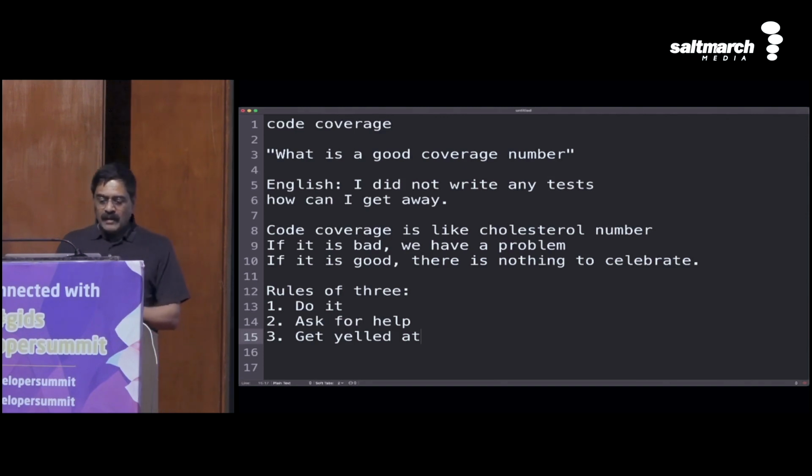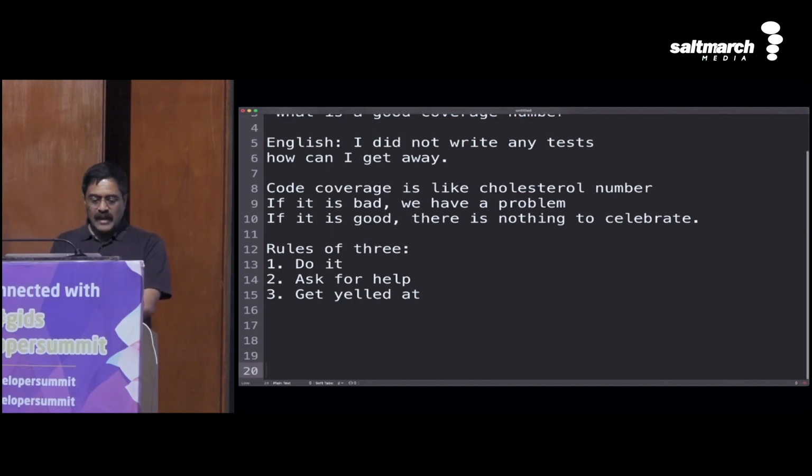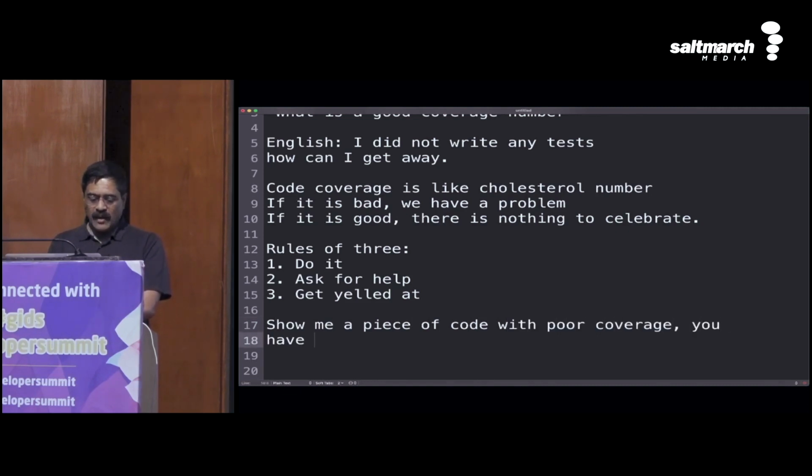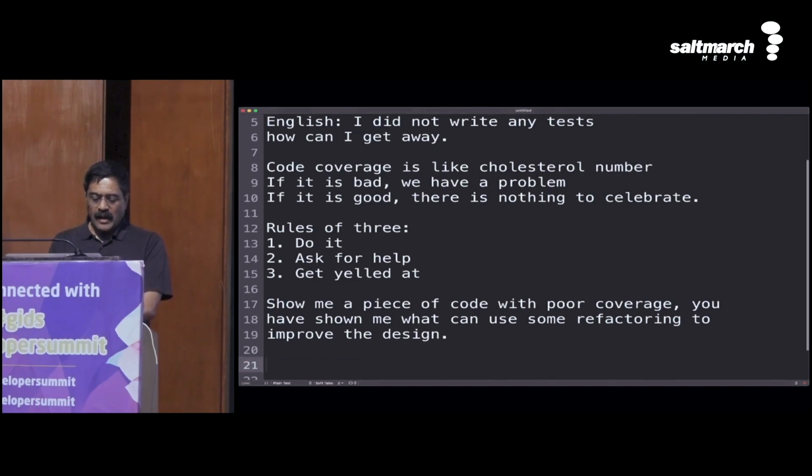So, what I really stumbled upon is this: show me a piece of code with poor coverage, and you have shown me what can use some refactoring to improve the design. And this is the reason why I look at code coverage. I don't look at code coverage because I want to write tests. I look at code coverage because it's like this, right?